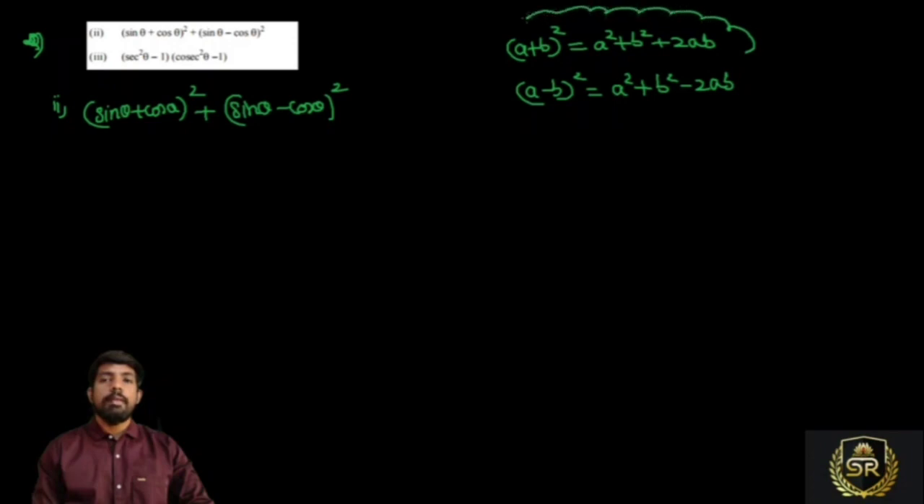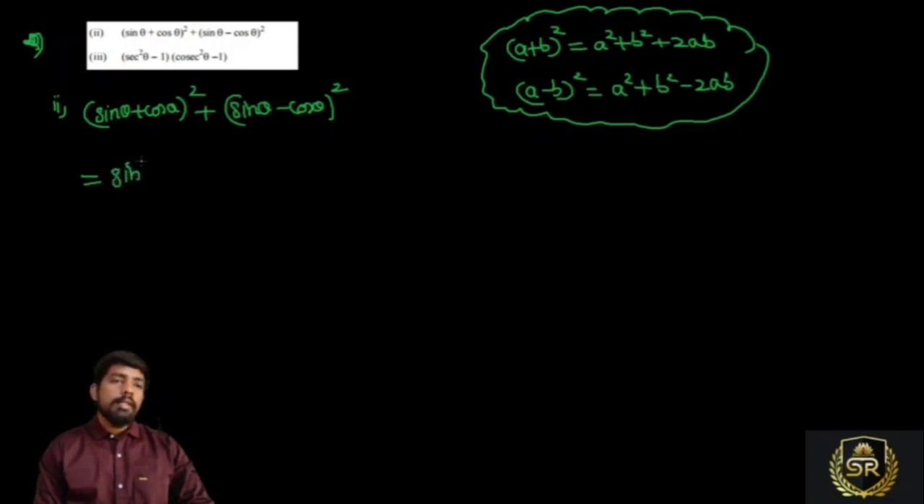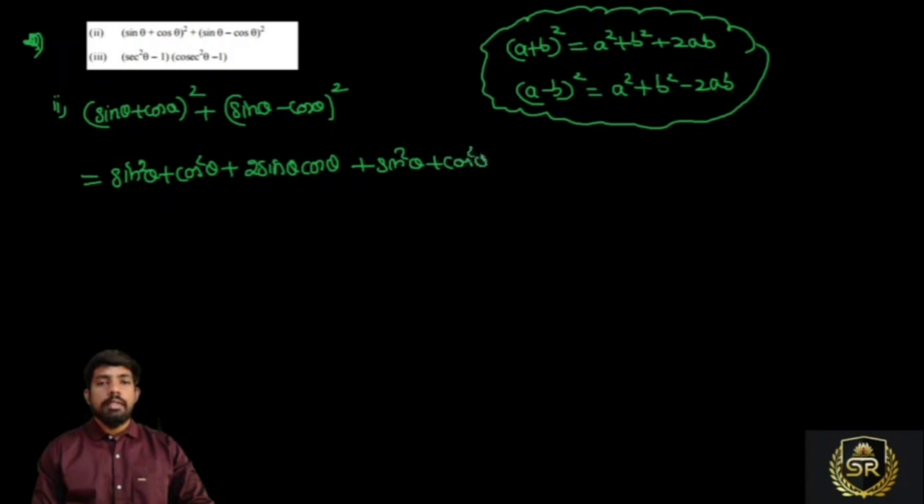Remember this formula. So I am writing this. A plus b whole square means sine square theta plus cos square theta plus 2 sine theta into cos theta. A minus b whole square is next: sine square theta plus cos square theta minus 2 sine theta cos theta. The plus 2 sine theta cos theta and minus 2 sine theta cos theta cancel.